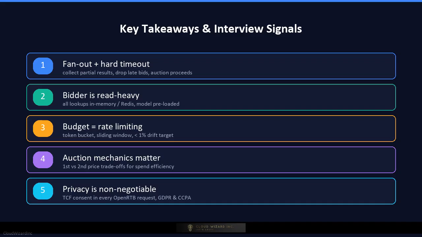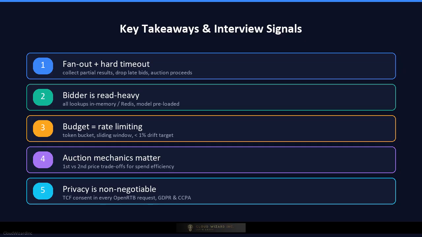First, RTB is fundamentally a latency-constrained fan-out problem. The Ad Exchange fans a single bid request to hundreds of DSPs and must collect and aggregate responses in under 100 milliseconds, which forces you to design for partial results and aggressive timeouts.